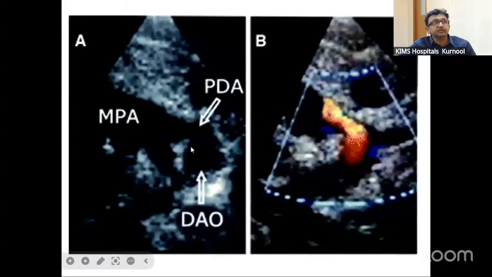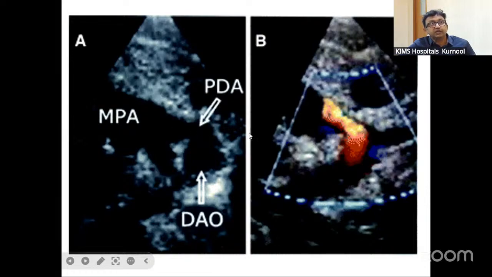So images in the high parasternal view, that is the probe positioned in the second intercostal space on the left side of the sternum, pointer in the 12 o'clock position. This is what you will see. This is the main pulmonary artery. This is the right pulmonary. This is the left pulmonary. And this is the PDA. Right? This is the PDA.